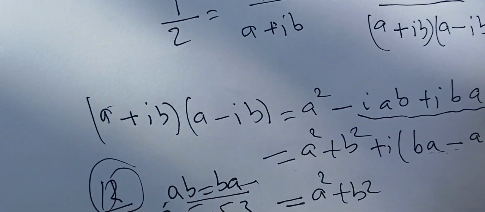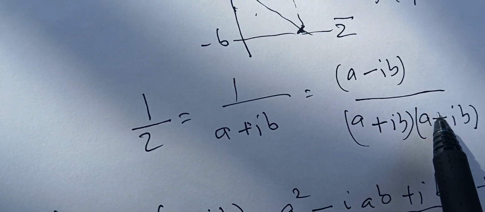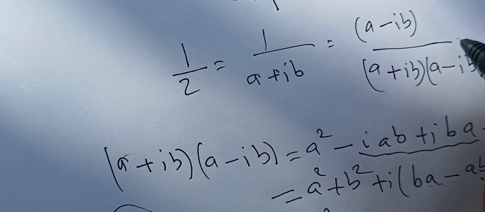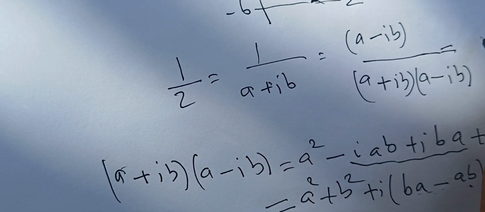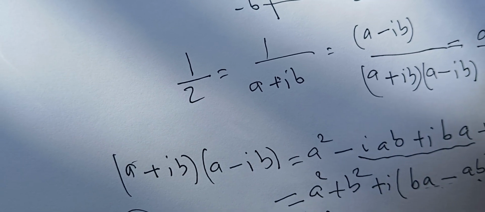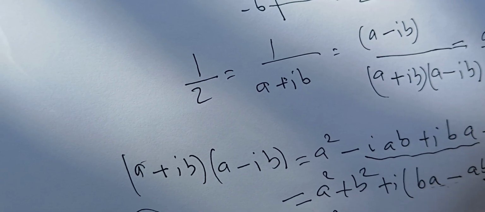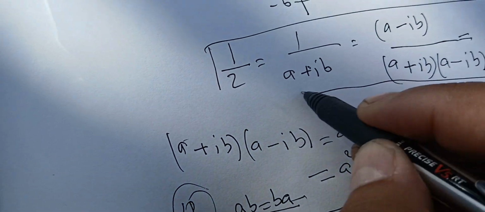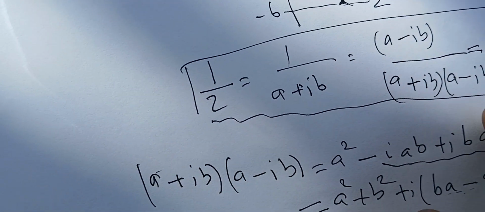So let's go back. This part we computed is a squared plus b squared. So we're going to have a minus ib over a squared plus b squared. And this is the inverse of the complex number. I think this video is clear.